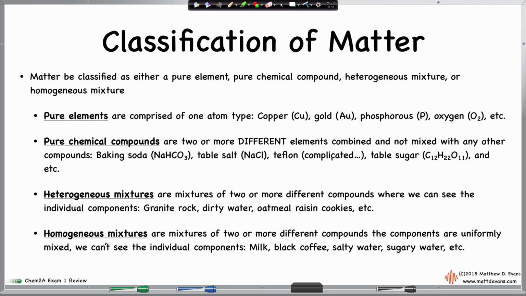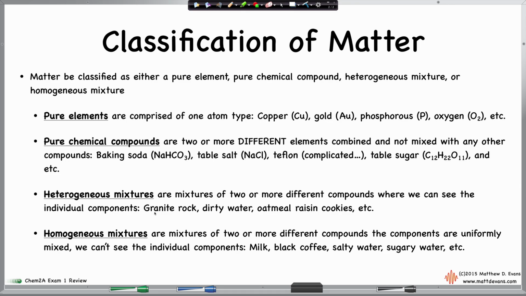Teflon is a complicated molecule. It's a polymer. I don't want to get into the structure, but I can tell you that it's a pure chemical compound. It combines carbon with fluorine to make a polymer, but it's just that substance, that Teflon coating. Table sugar is also known as sucrose. So it's got 12 carbons, 22 hydrogens, 11 oxygens combined together, bonded together, and that makes up that molecule. It's not mixed with anything else. We hope it's not mixed with anything else. So that's pure elements, pure chemical compounds. They fall under the umbrella of pure substances.